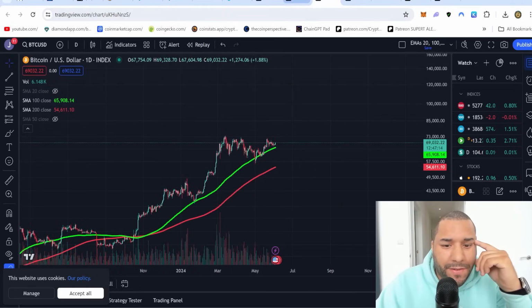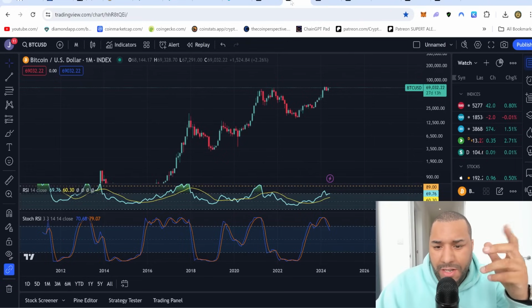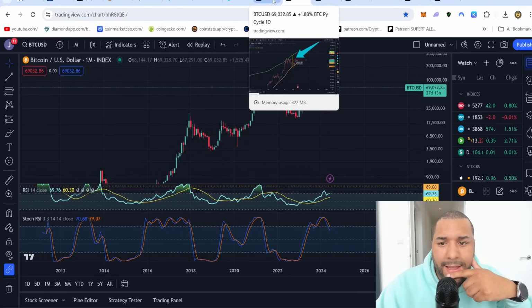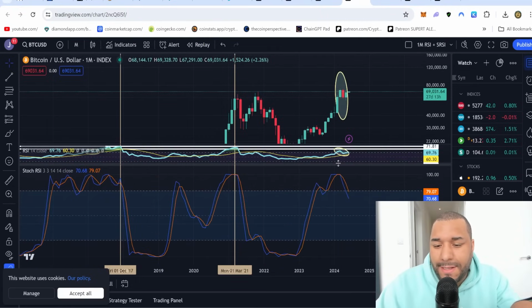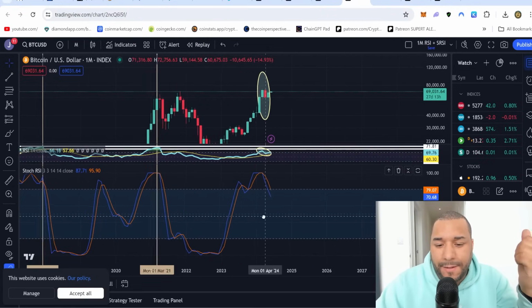So that was that. What else have I got over here? I showed you the RSI and the stochastic RSI. So the stochastic RSI essentially is the same thing, but the difference with the stochastic RSI is it's momentum.